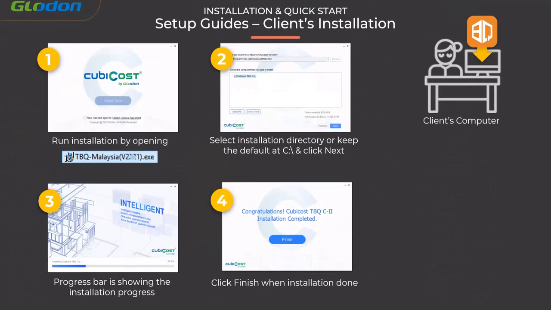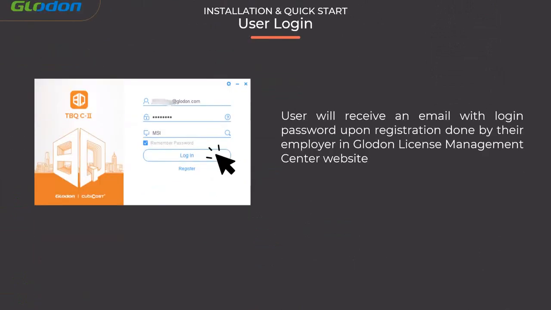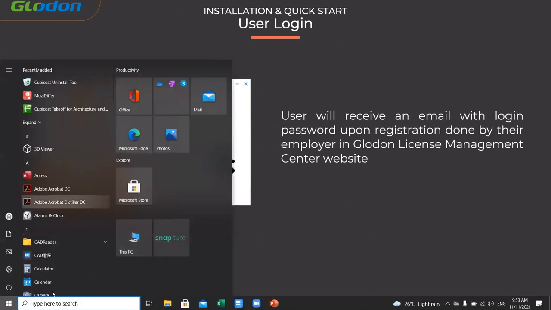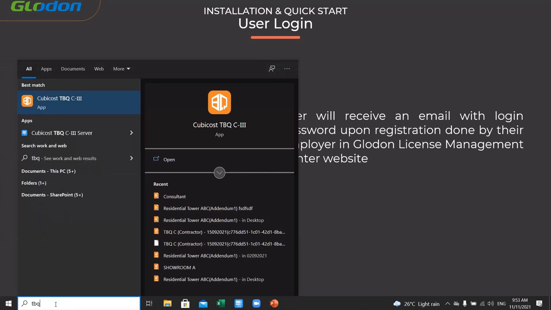Alright, the next thing that I will explain to you is the TBQ C client, the orange software. I believe you guys already did the first, second, third and fourth steps, so I will just proceed to the next step here. You can try to open your TBQ C software first, and then this kind of interface will appear. Once you open your TBQ C software, I try to open mine first.